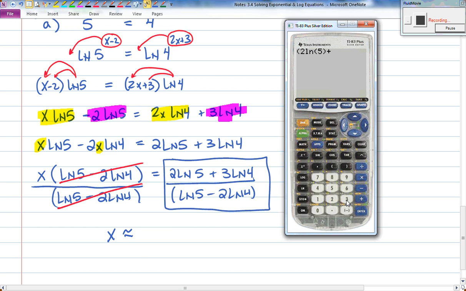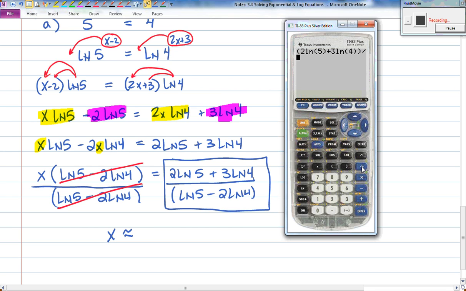plus 3 natural log 4, close parentheses, and then close your parentheses. That's putting the entire numerator into a set of parentheses, right? And notice pushing natural log 5 is more accurate than pushing 1.6. That's why we're saving it till this step in the whole problem.